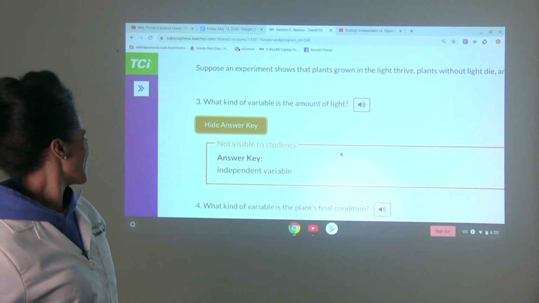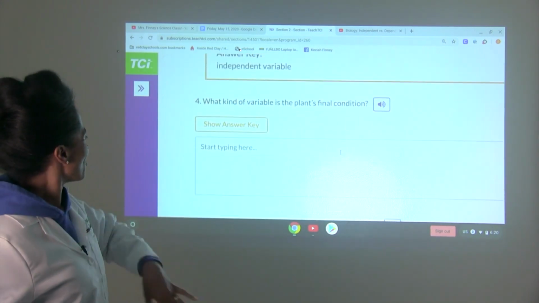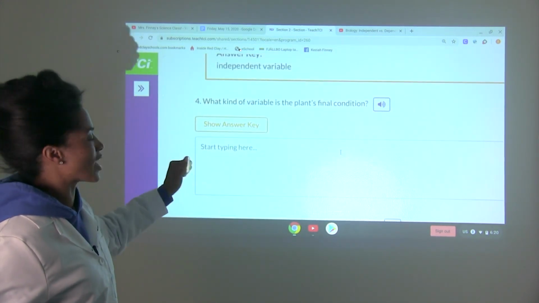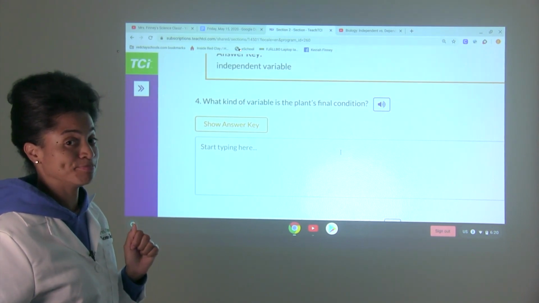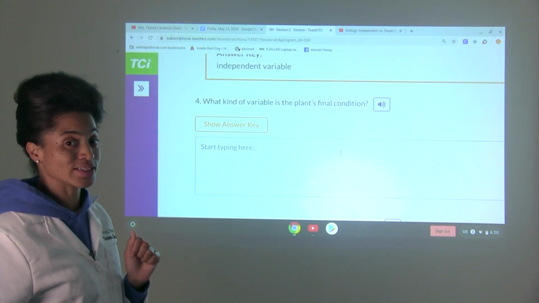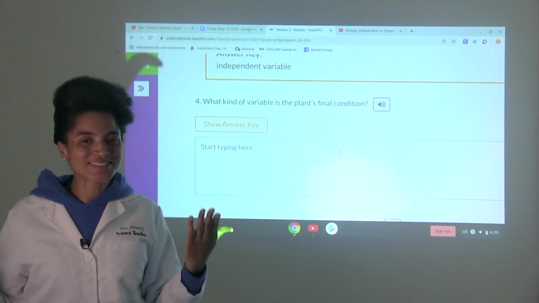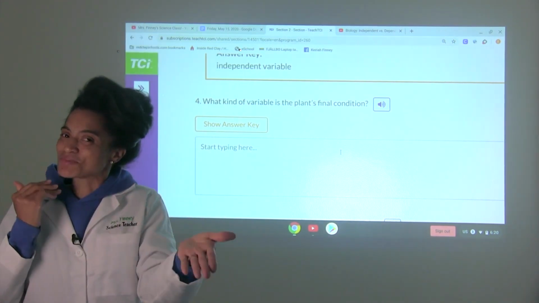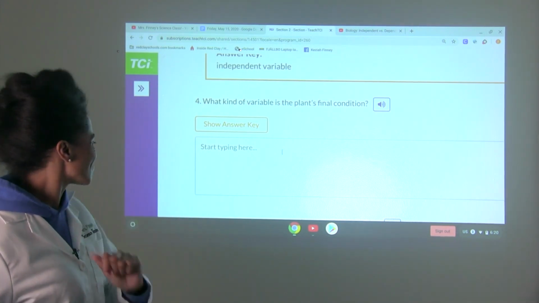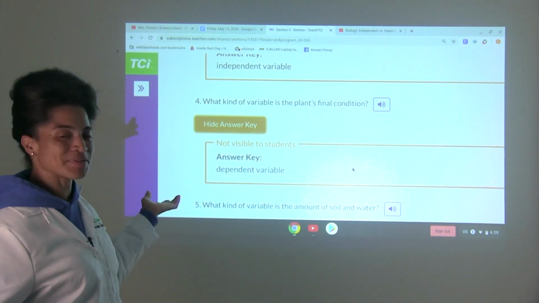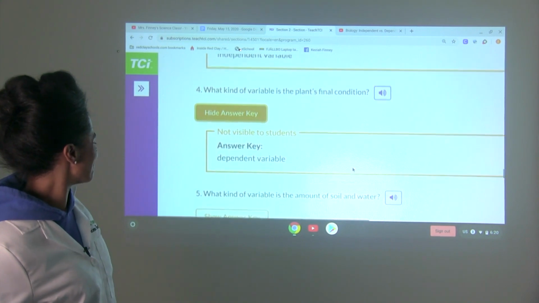Let's go to number 4. What kind of variable is the plant's final condition? You know this? Why am I even asking this question? It's like, you're so smart. Right, okay. Let's just show the answer. Dependent variable? Right, you're right.